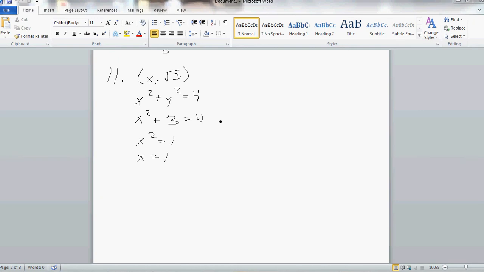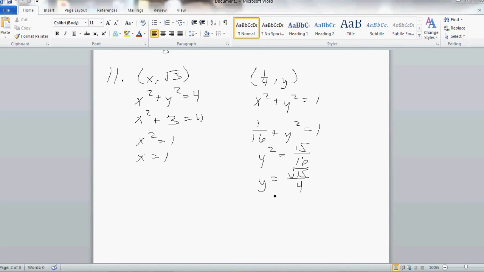We also have the point 1/4, y, and it lies on the circle x squared plus y squared equals 1. And so plugging in what we know, 1/4 squared is 1/16 plus y squared equals 1. So y squared equals 15/16. So y would equal square root of 15 over 4, taking the square root of both sides. And what we're asked to do is find f of alpha plus beta. But f is sine. So what we are asking is, what is the sine of alpha plus beta?